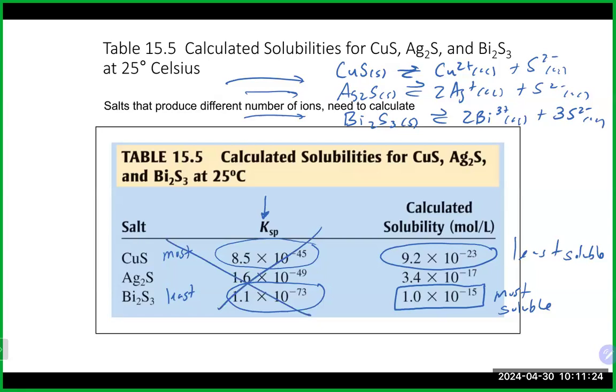So that's why the answer is yes and no. Yes, in the sense you can use the KSP value if everybody breaks apart into the same number of ions, and you can compare solubility. If they do not, you do have to do the calculation for each of them and then compare the solubility. Any questions on that there?